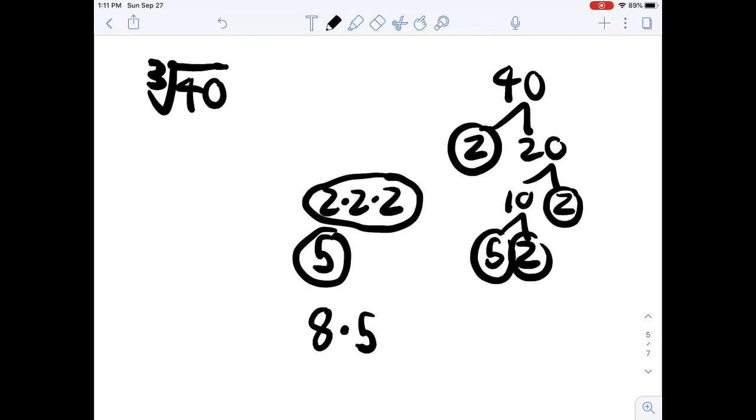And so the cube root of 40 is equal to the cube root of 8 times 5. And from here we know 8 is a perfect cube, so we can go ahead and solve that and write 2, and then cube root 5.